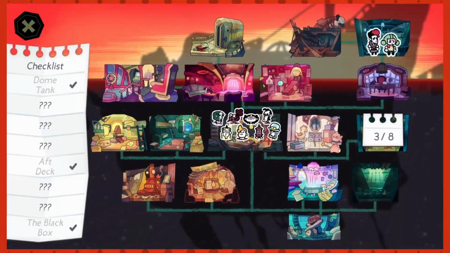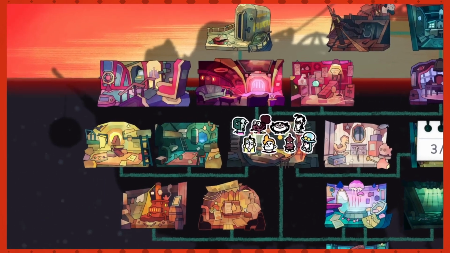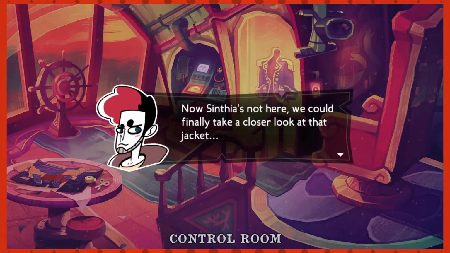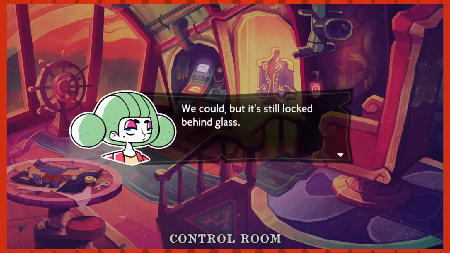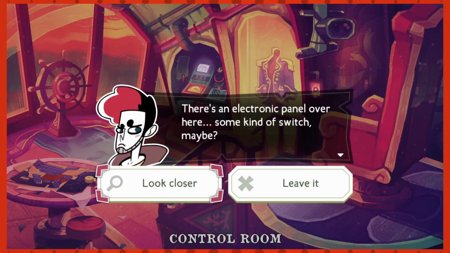Okay. So there's still more places I haven't quite checked out. That it really wants me to check out. What's this? Now Cynthia's not here, we can finally take a closer look at that jacket. We could, but it's still locked behind glass. There must be some way to get at it. Well, there's an electronic panel over here. Some kind of switch, maybe? Yep.